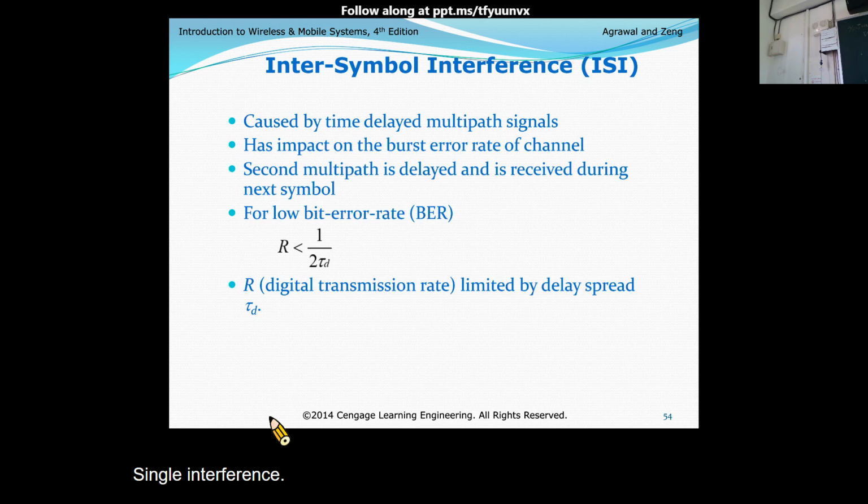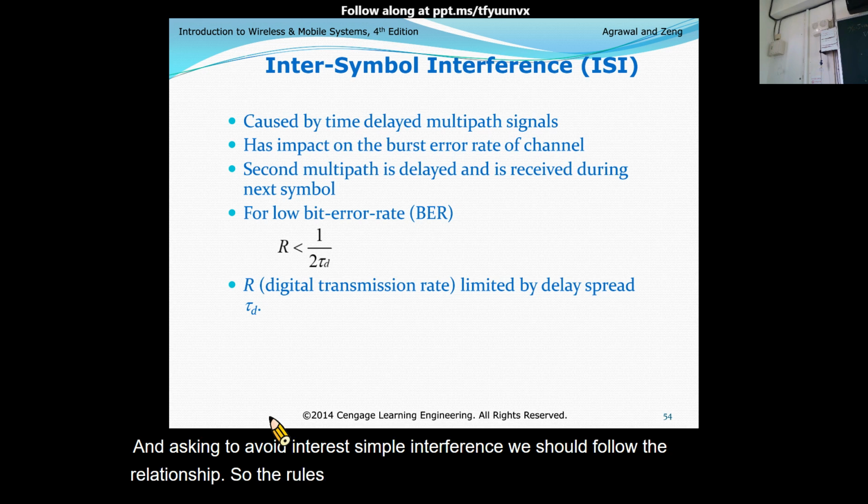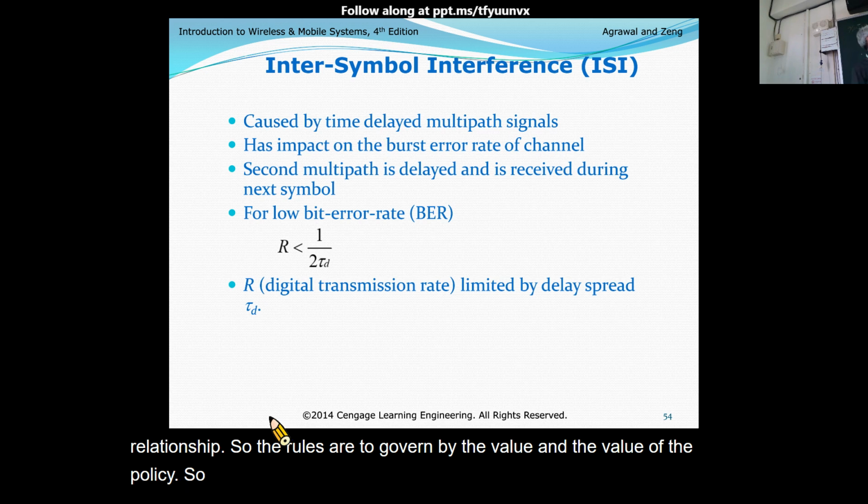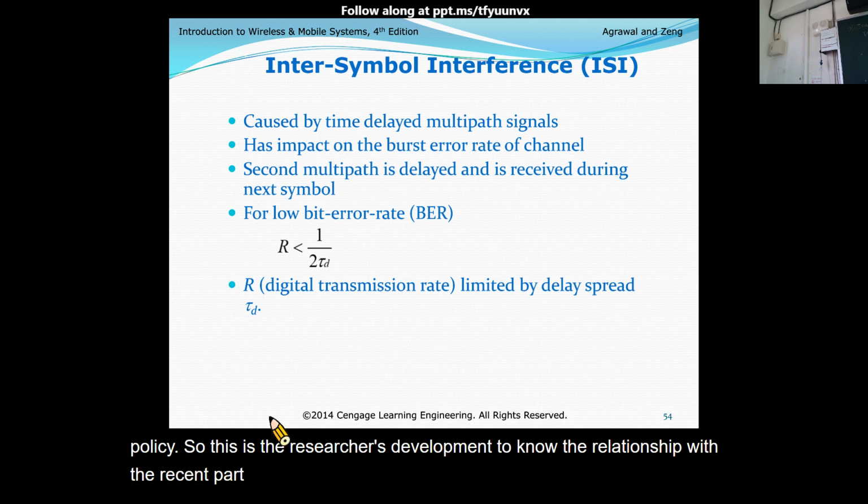And to avoid inter-symbol interference, we should follow the relationship. The rate is governed by the value, and the value is tau d. This is a researcher's development to know the relationship, and we can follow it to specify the possible tau d delay spread.